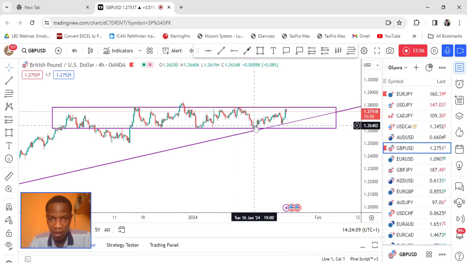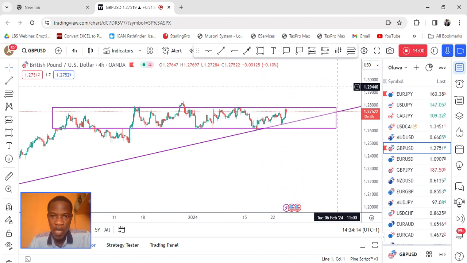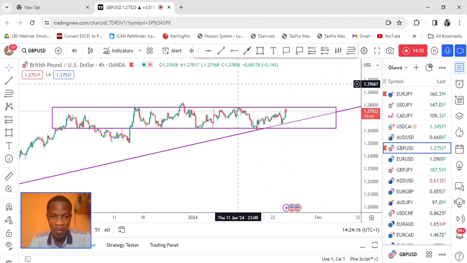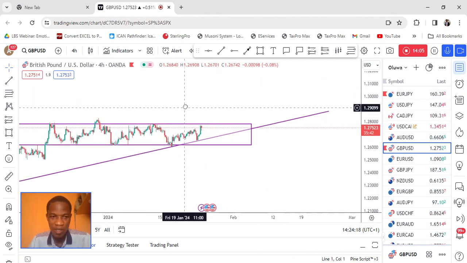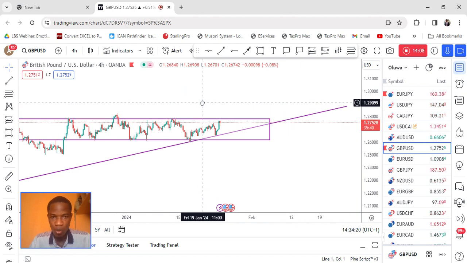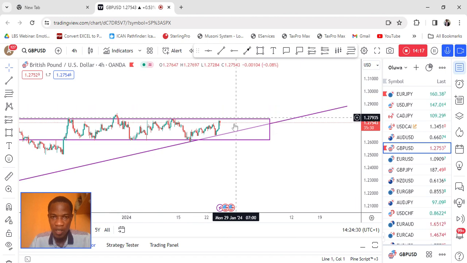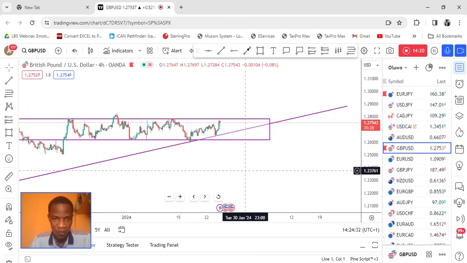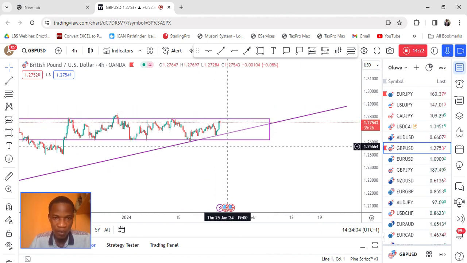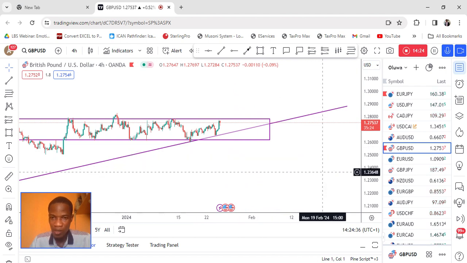Come back to the range, then like this. So we are expecting a breakout from here. So there is possibility of a breakout from this particular trade. So if the market breaks this particular range, there is possibility of the market going either up or down, depending on what drives the market.